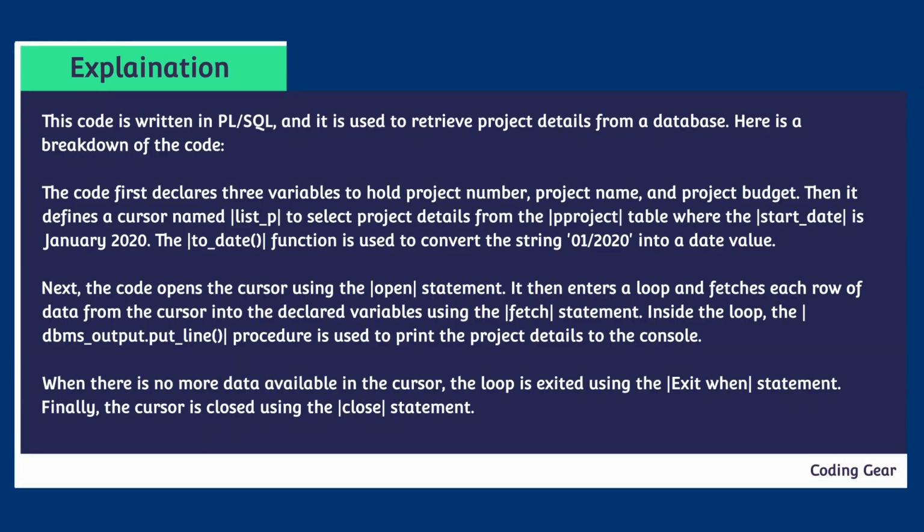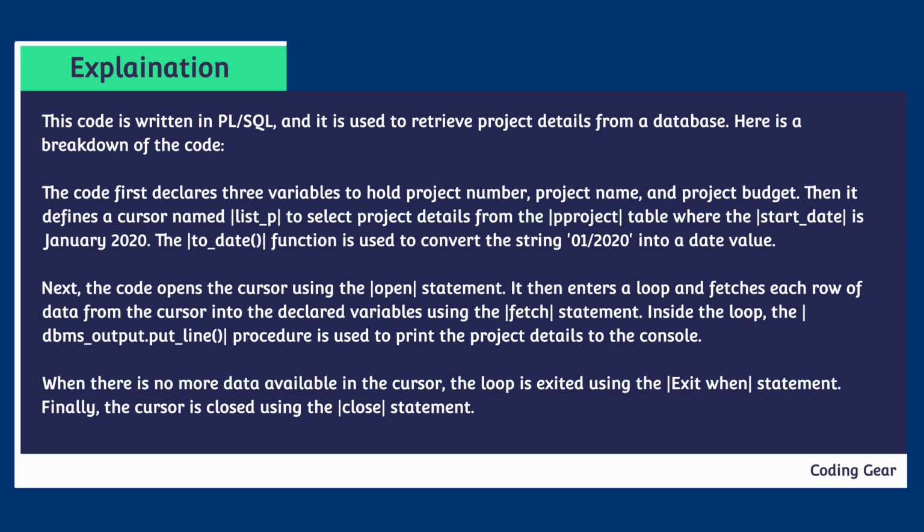Definition: this code is written in PL/SQL, and it is used to retrieve project details from a database. Here is a breakdown of the code. The code first declares three variables to hold project number, project name, and project budget.